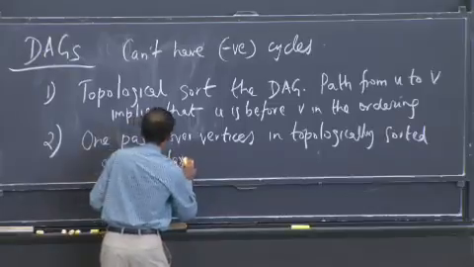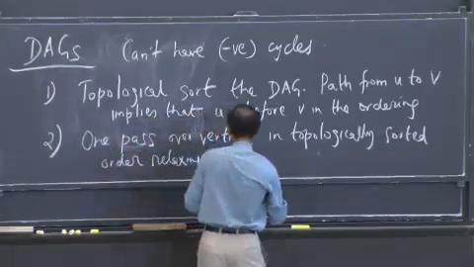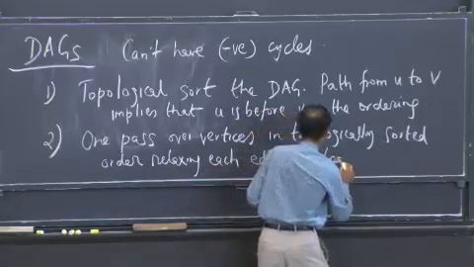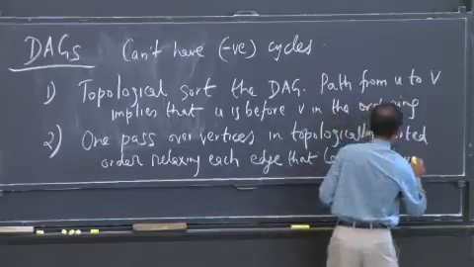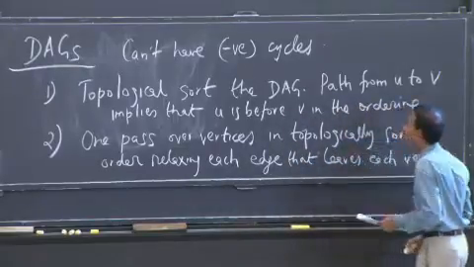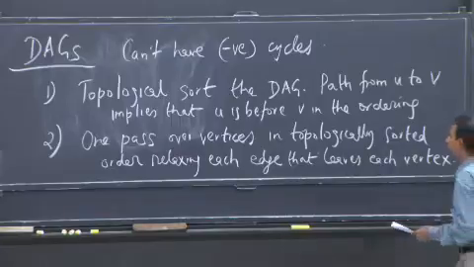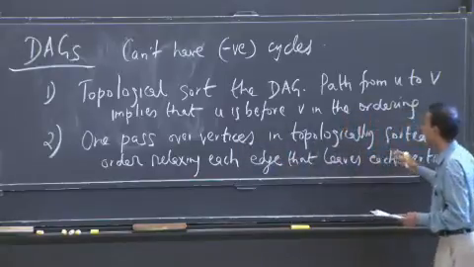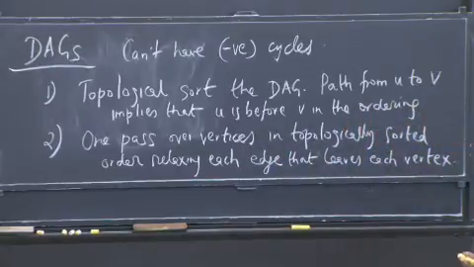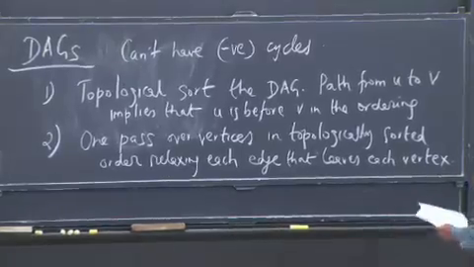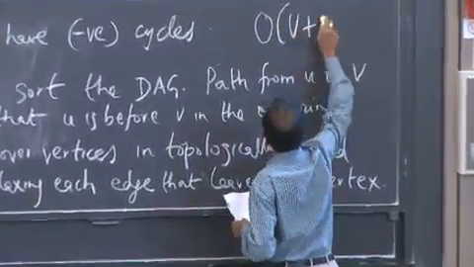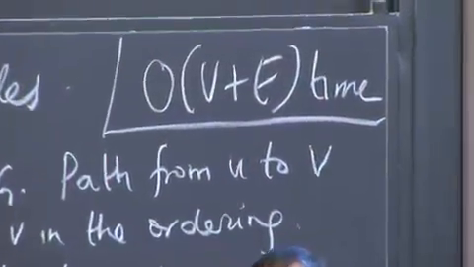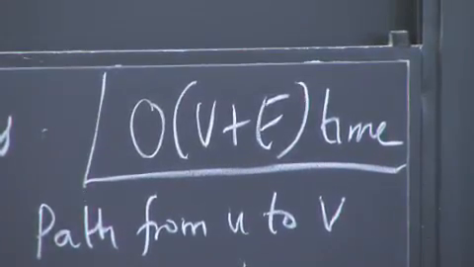And we're going to relax each edge that leaves the particular vertex we are trying to process right now. And so we know topological sorting is order V plus E, includes depth first search. And in this pass over the vertices, you're touching each vertex, and you're touching every edge a constant number of times, in this case once. So this is our first special case shortest path algorithm, and that takes order V plus E time. All right?